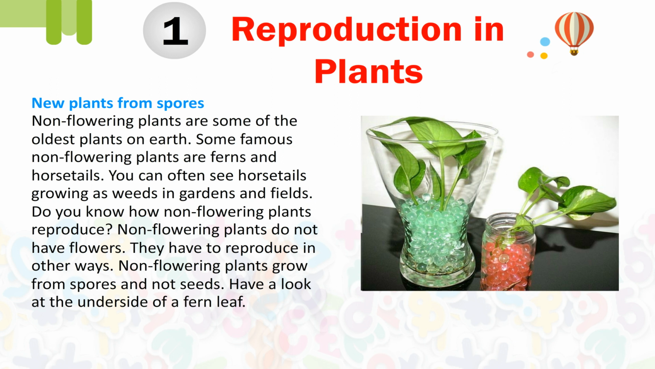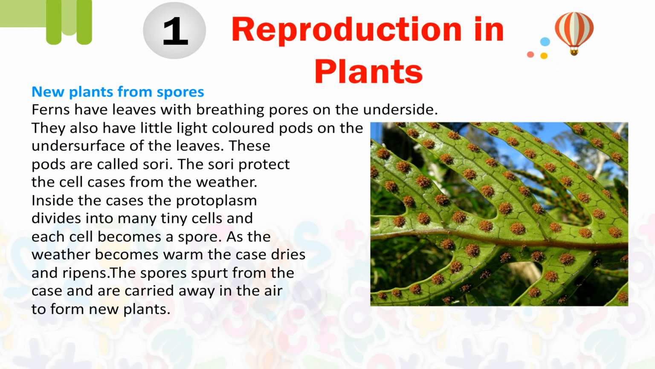Have a look at the underside of a fern leaf. Ferns have leaves with breathing pores on the underside. They also have little light-colored pods on the undersurface of the leaves. These pods are called sori. The sori protect the cell cases from the weather.